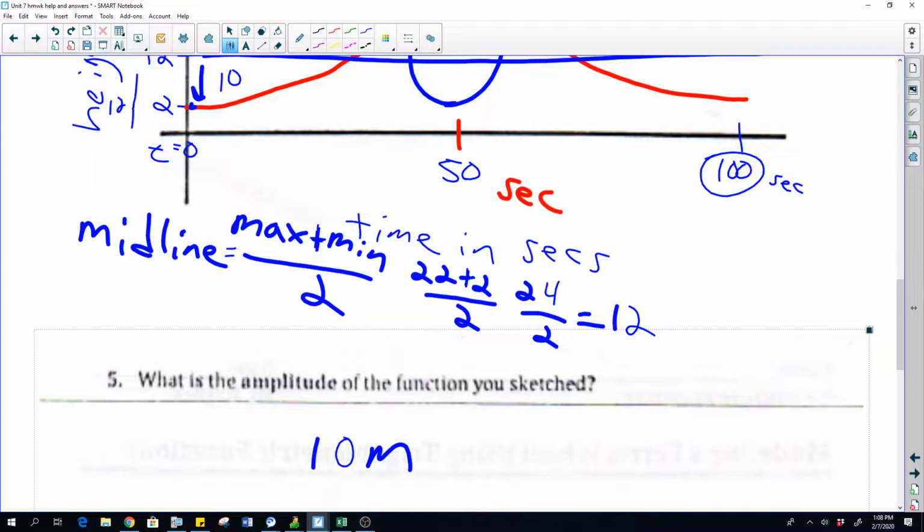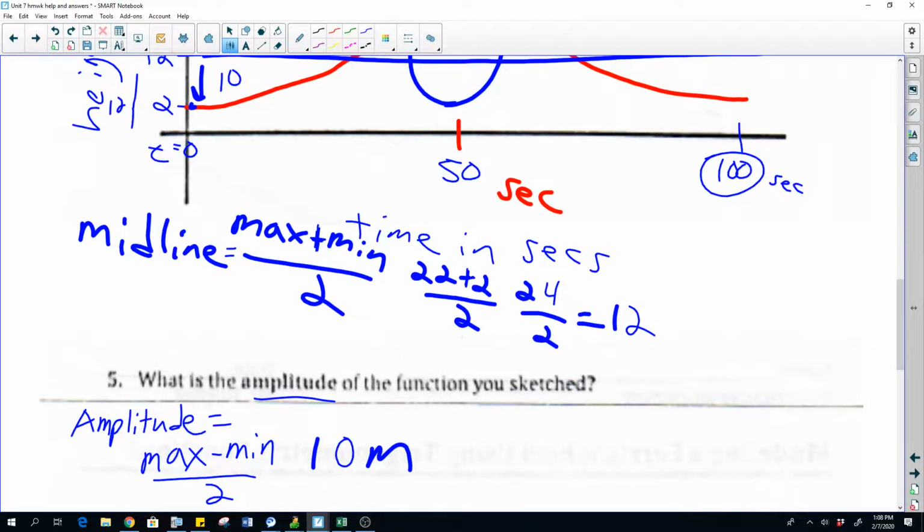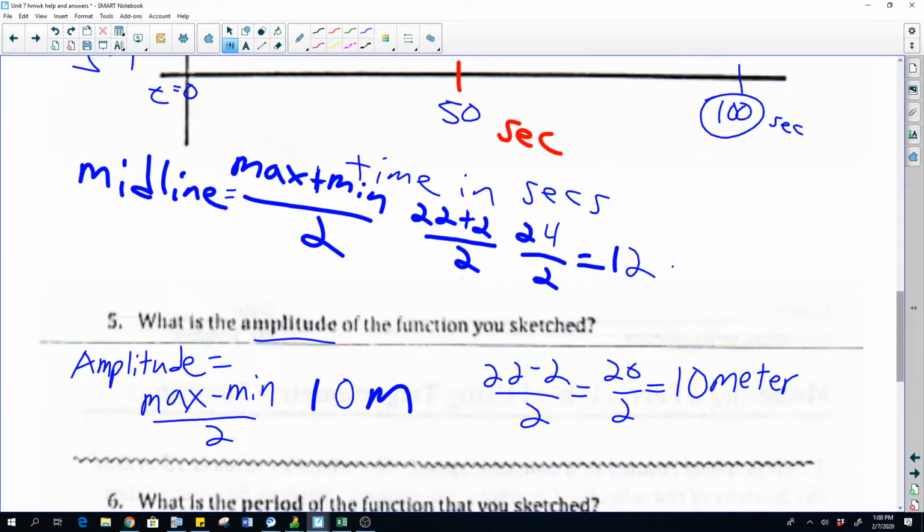And then for the amplitude, there's actually a formula for amplitude. Very similar, easy to mix them up. So the amplitude is the maximum minus the minimum, and then average that: maximum minus minimum divided by 2. Our max here was 22 minus 2, which is 20, divided by 2 is 10. So that's how we got an amplitude of 10. And then 22 plus 2 is 24, and 24 divided by 2 is 12 meters.